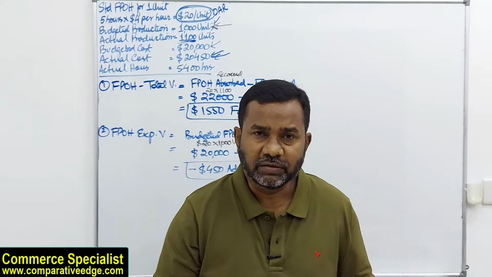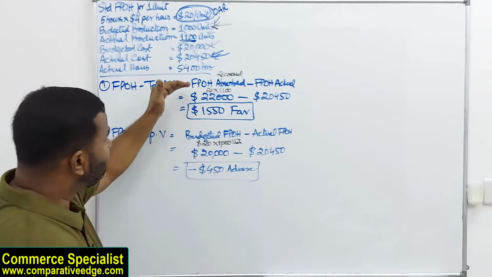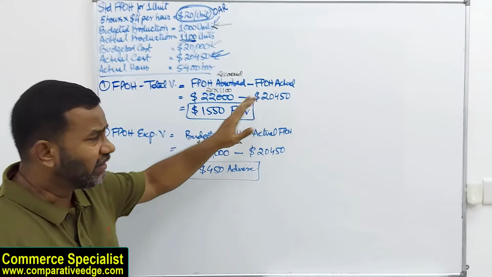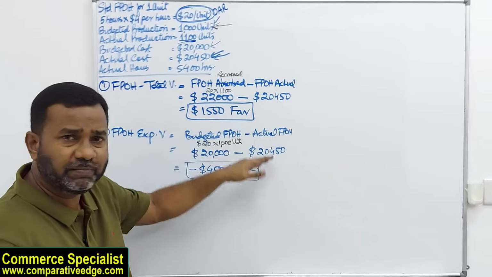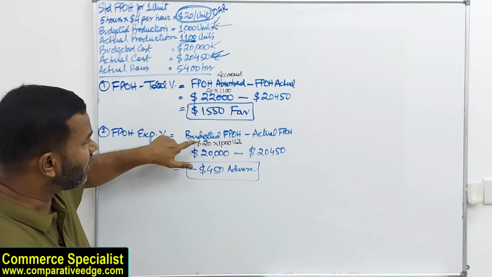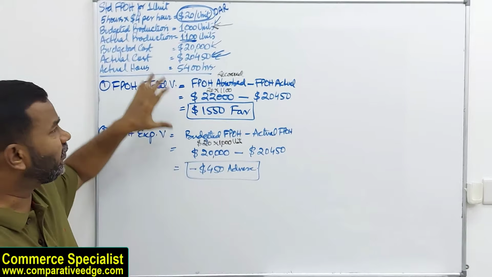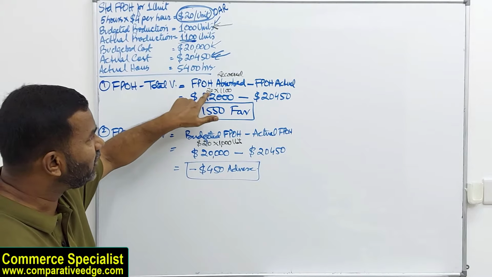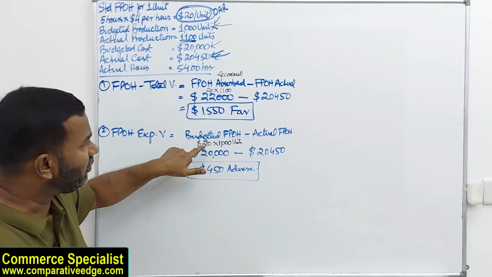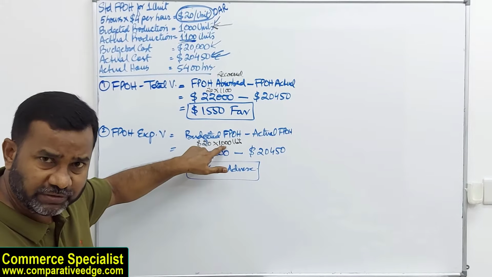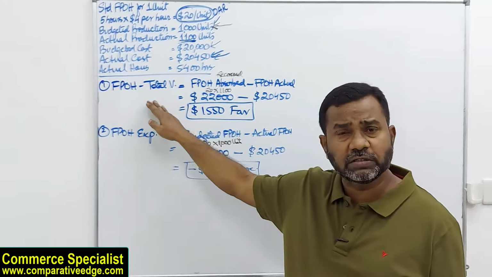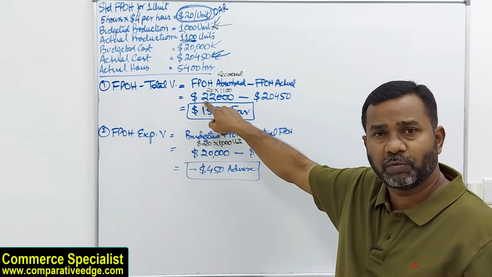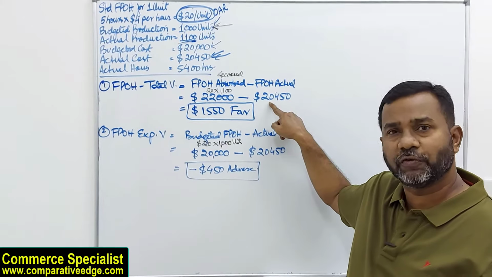What does this mean? See, the difference between these two: this is absorbed fixed overhead minus actual fixed overhead. This is budgeted minus actual. So actual is the same. $20 per unit is the same. The only difference between the total and the expenditure variance is that here the fixed production overhead rate per unit we multiply by actual units. Here we multiply only by the budgeted units. So the first variance shows us how much we collected. In reality, we collected 22,000 in the name of rent and we paid 20,450. So we saved.